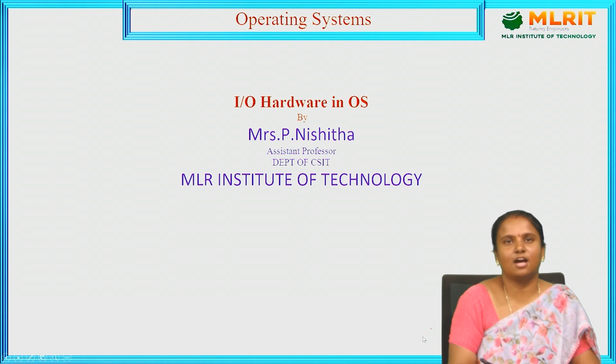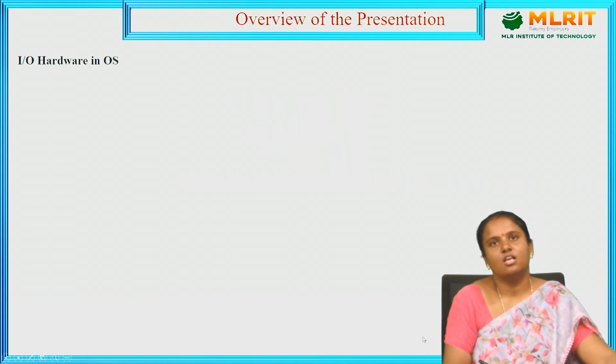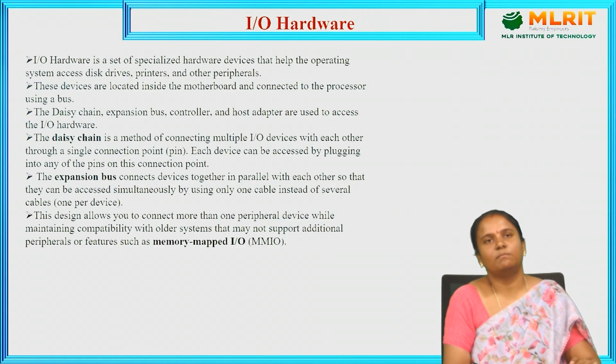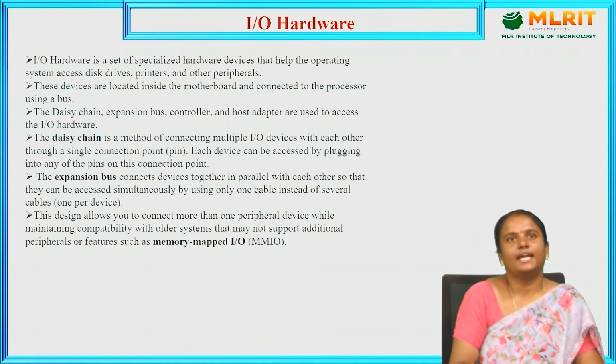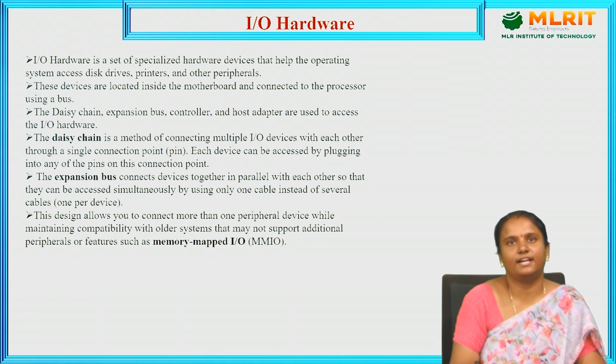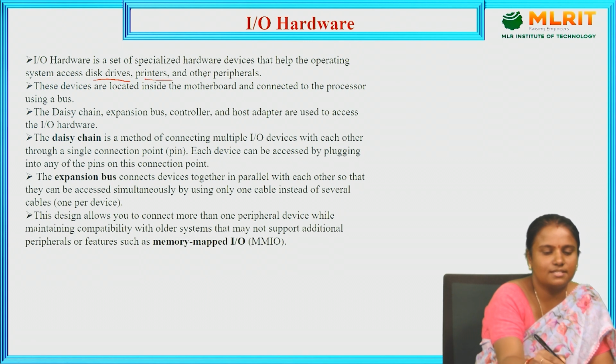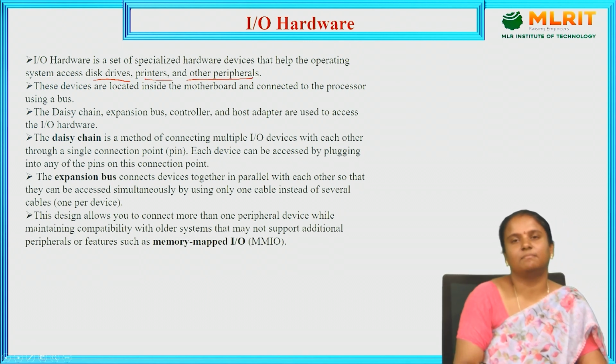So let us see the overview of this presentation. In this overview, we are going to discuss input-output hardware in operating system, and how this input-output hardware works in the operating system. Input-output hardware consists of specialized hardware devices that help the operating system to access disk drives, printers and other peripheral devices.